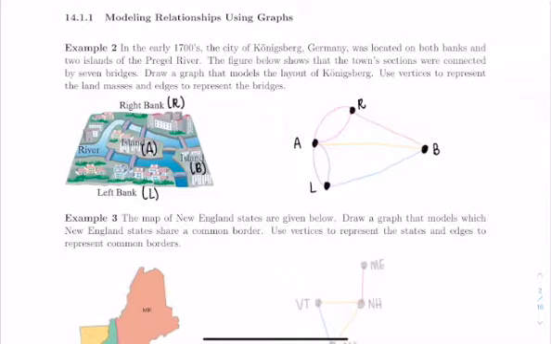So we've got the vertices because those were the land masses. Now the edges are the bridges. So we see that we have a bridge. We actually have 2 bridges from the right bank to Island A. So I'm going to have one going one way and then the other going the other way. I also have 2 bridges from the left bank to Island A.